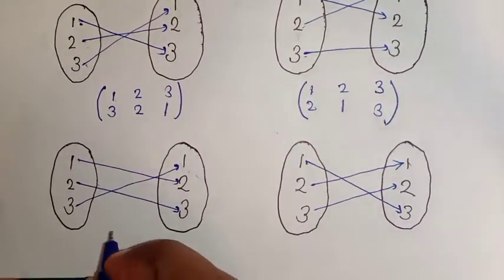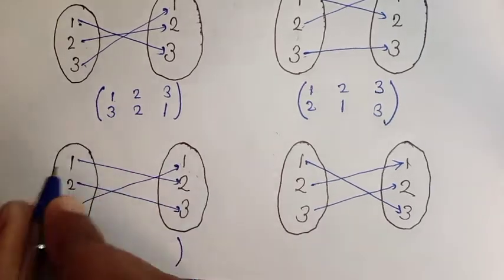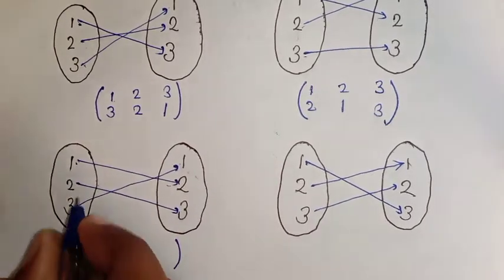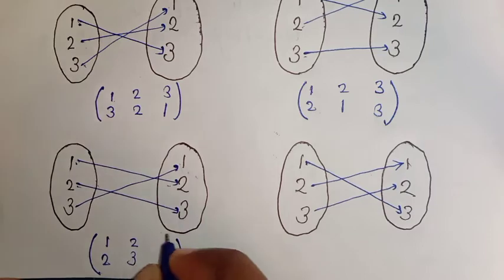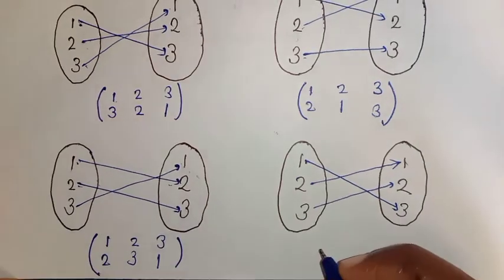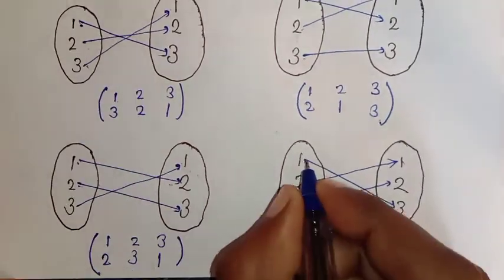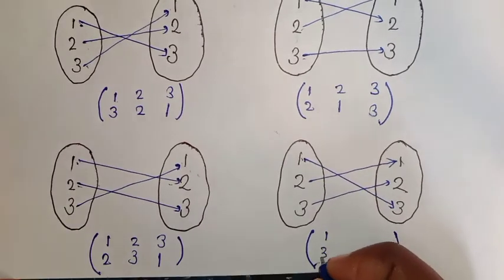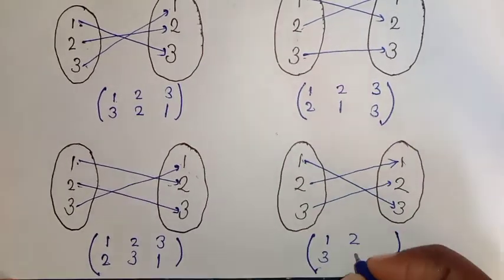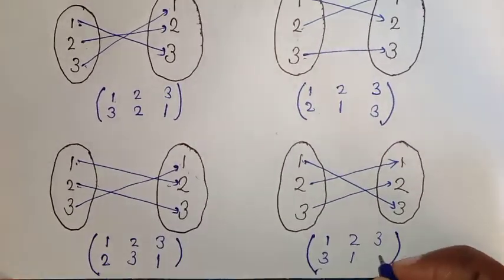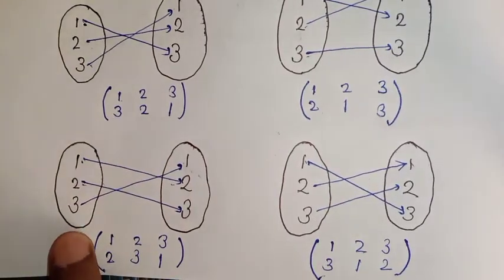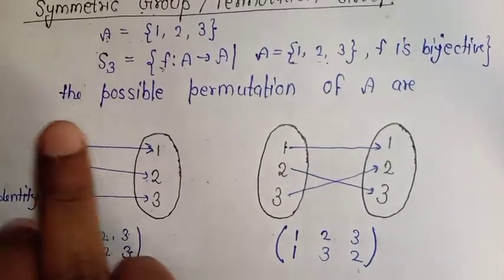And if we see this, then 1 is going to 2, 2 is going to 3, and 3 is going to 1. If we see this, 1 is going to 3, 2 is going to 1, and 3 is going to 2. So in this way, we can write the permutation for this group.